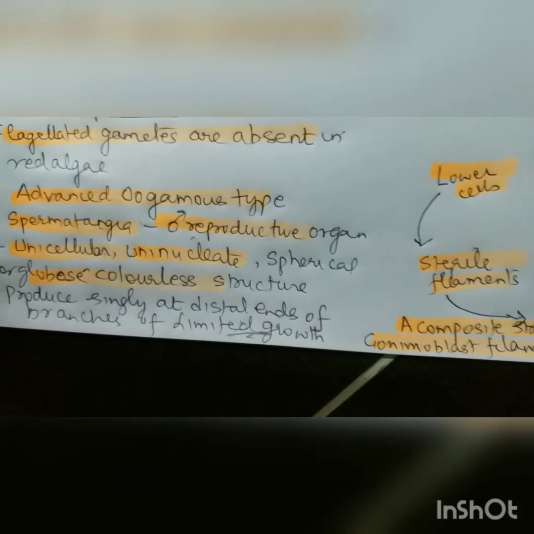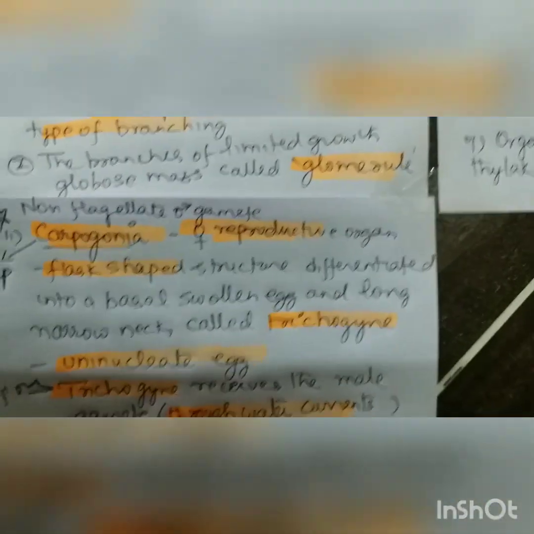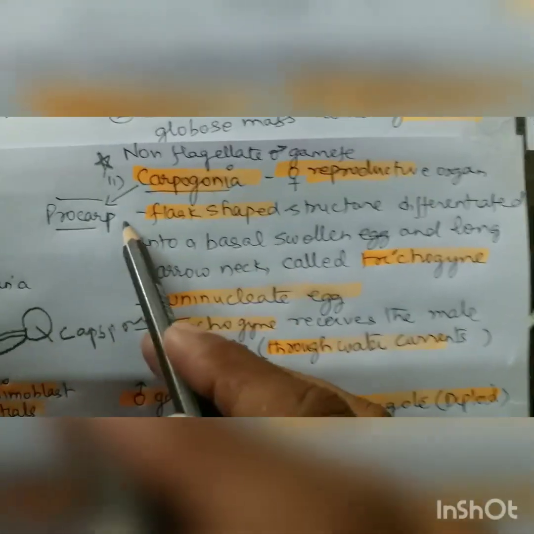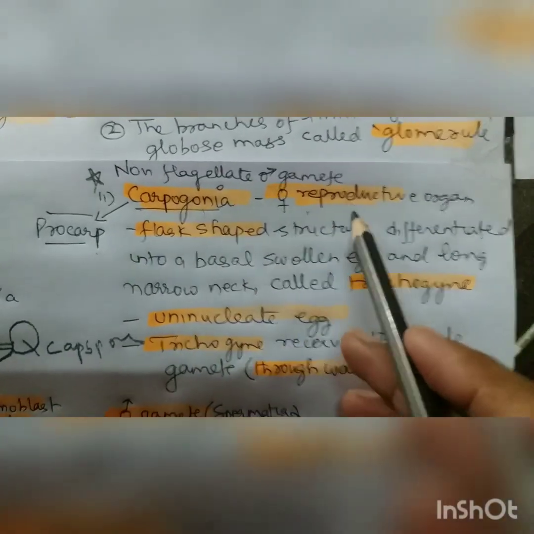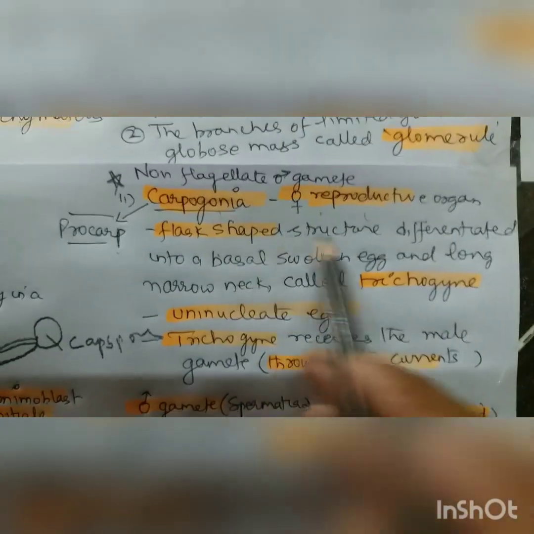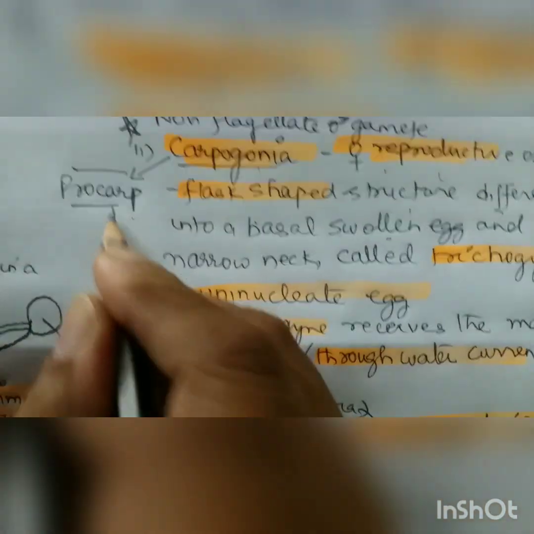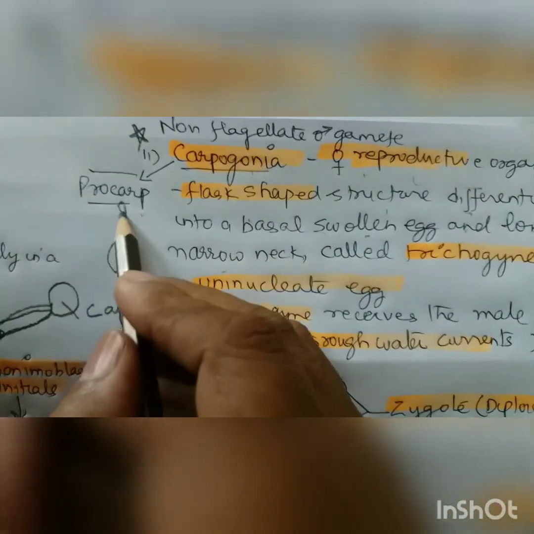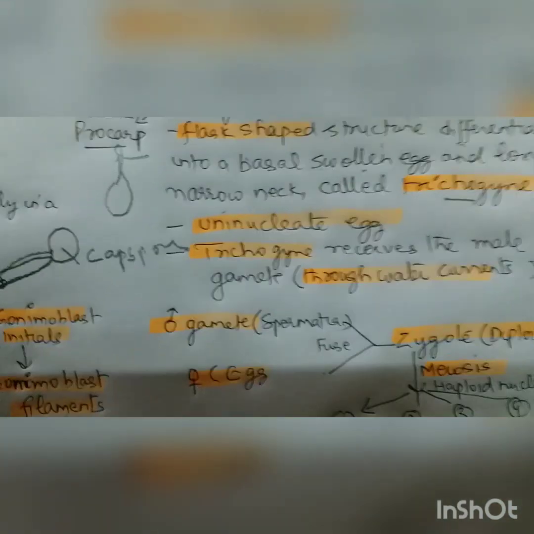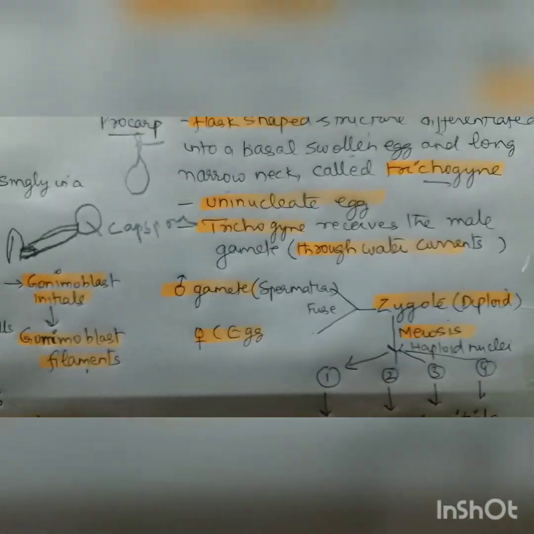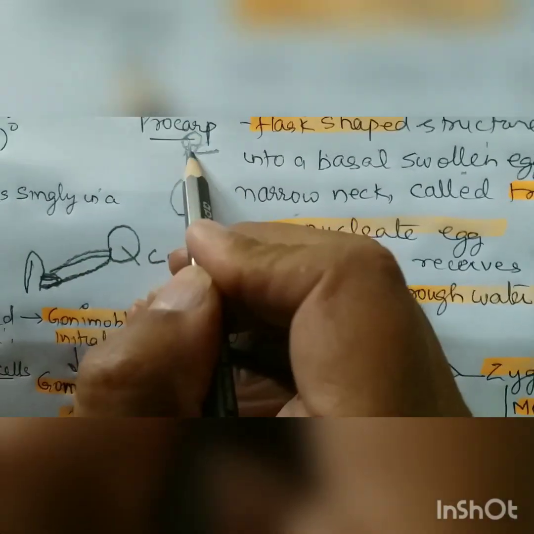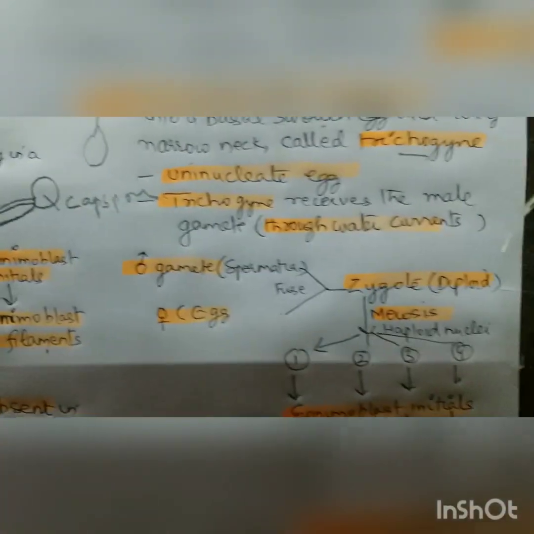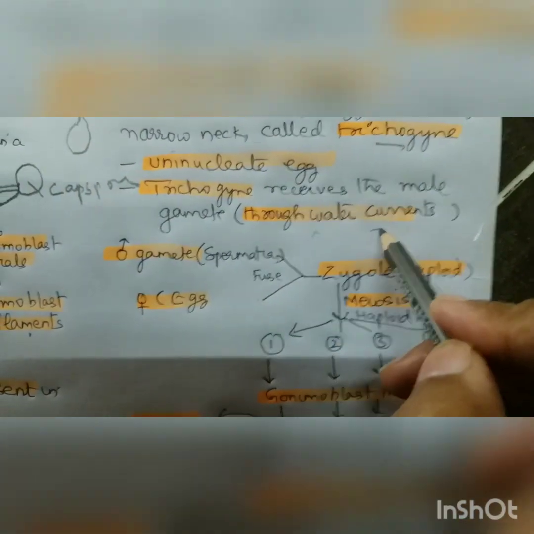I just told you, right? And then the next is the carpogonia, which is also called procarp, the female reproductive structure, a flask-shaped structure differentiated into the basal swollen egg, like this, right? And a long, narrow part, this is called trichogyne. It is also uninucleate, and the trichogyne receives the male gamete, because the male gamete is not motile, so it receives it through the water currents.